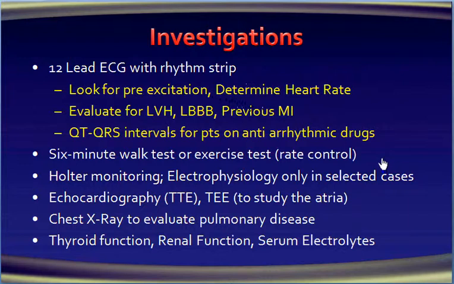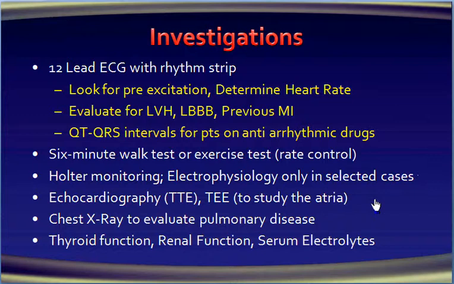The other test, of course, is a 6-minute walk test, also known as exercise test, or we can do a small treadmill test also. This is to assess the effectiveness or efficacy of rate control measures that we use. So, normally the target heart rate should be around 80 at rest and should not go more than 110 with 6-minute walk. Holter monitoring is required in some cases where the atrial fibrillation is paroxysmal. Electrophysiology only in selected cases. We do not require EP mapping and electrophysiological studies in all cases of atrial fibrillation.